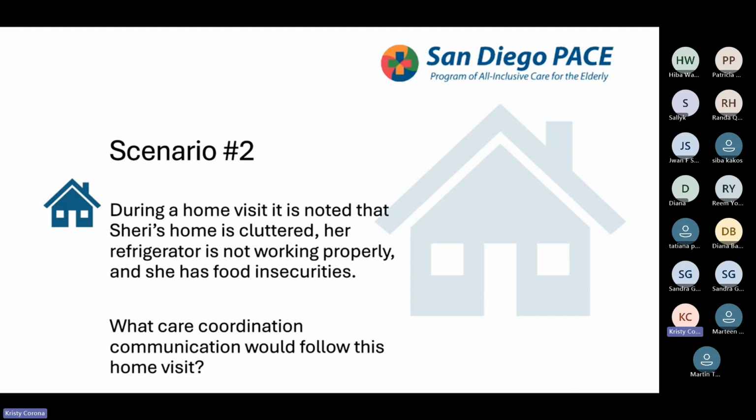maybe talking to them to let them know it's hazardous, right? If the house is cluttered and they can't navigate through their home, or we can't navigate through their home as caregivers, it becomes a work hazard for us. Now, what about the refrigerator not working?